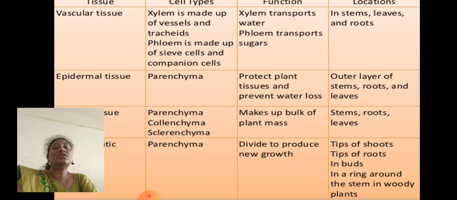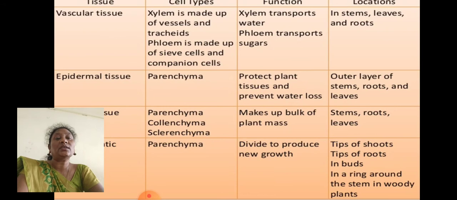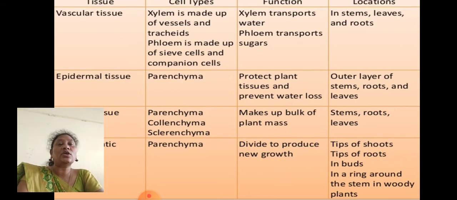So vascular tissues consist of xylem, which is made up of vessels and tracheids, and phloem, which is made of sieve cells and companion cells. What are the functions? Xylem transports the water, phloem transports the sugars. They are present in the stem, leaves and roots, both xylem and phloem.